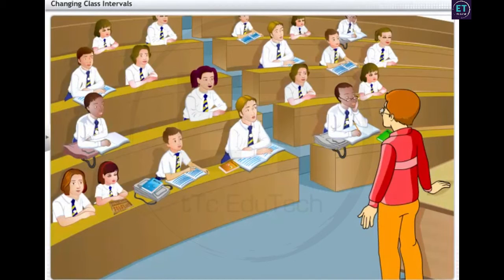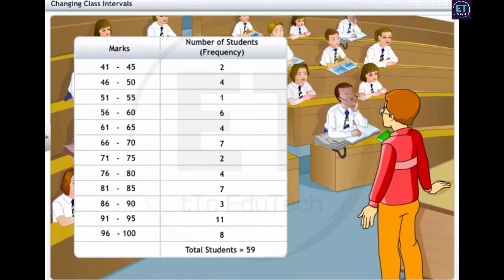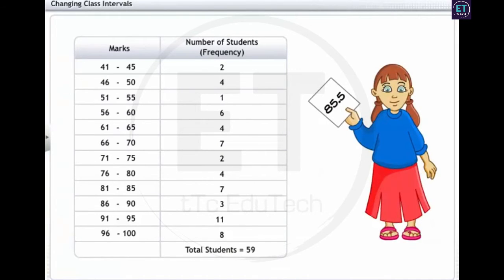Here is a frequency distribution table showing the marks obtained by students in a maths Olympiad. A total of 60 students appeared. 59 students have fitted very nicely in this table. What about the one who got 85.5 marks? Where does she fit in? To fit in her marks, we need to change the class intervals of this table. Let us see how this is done.